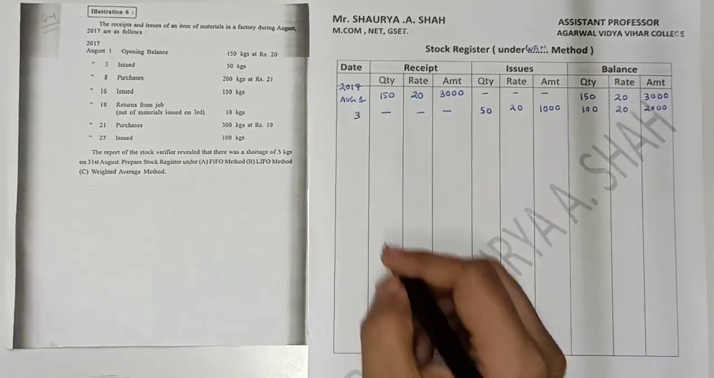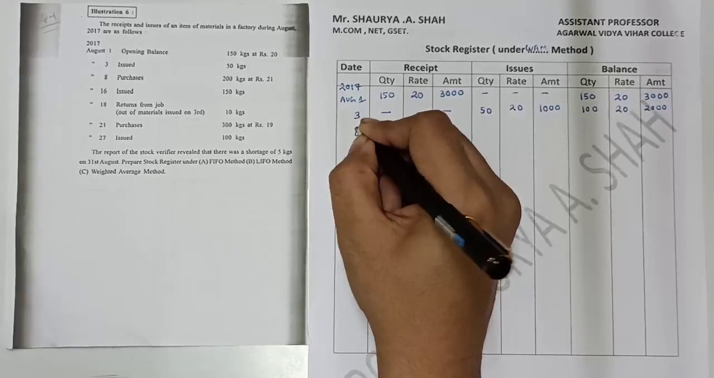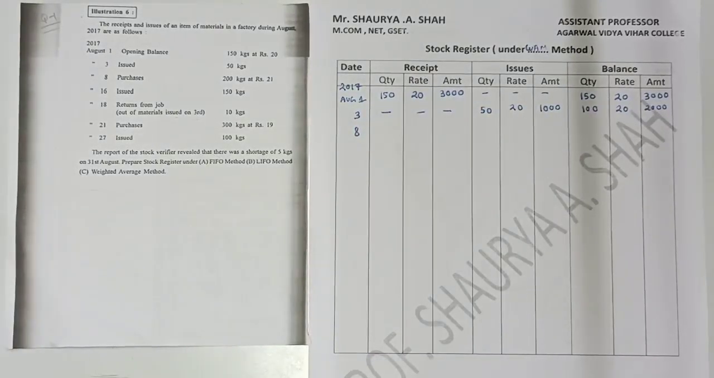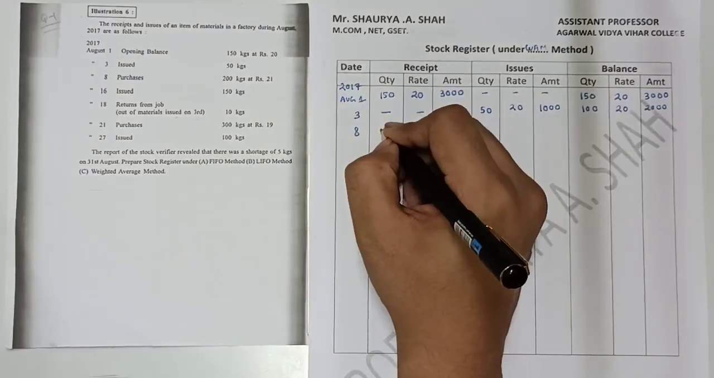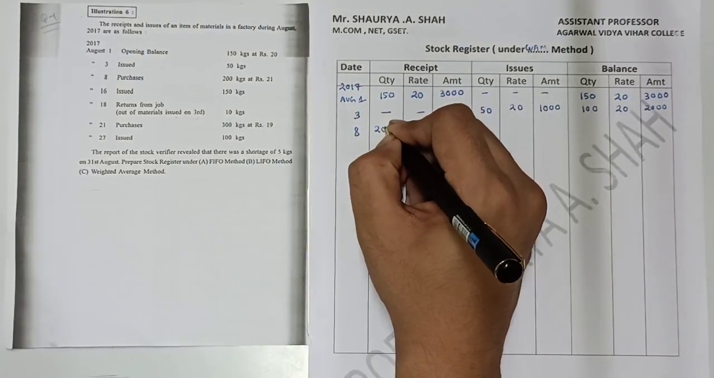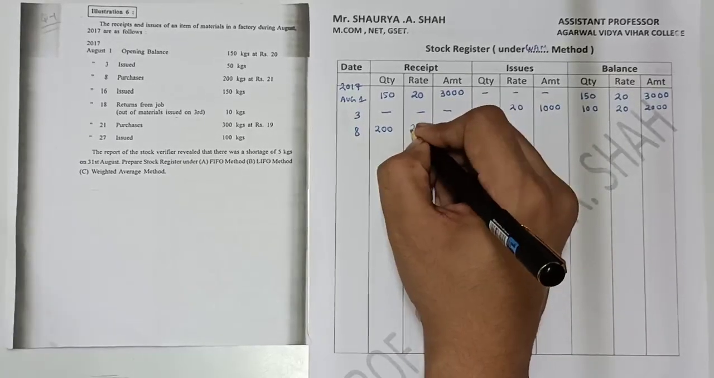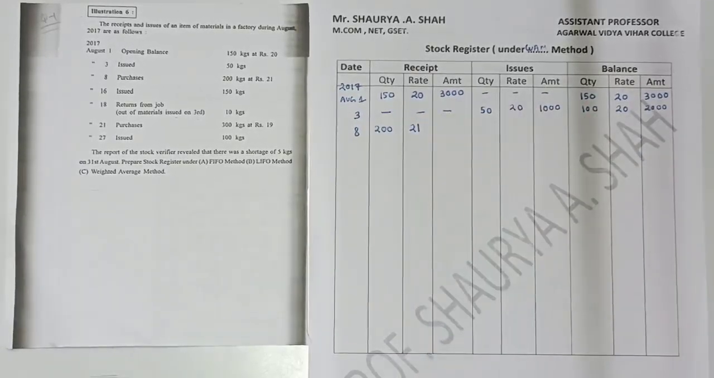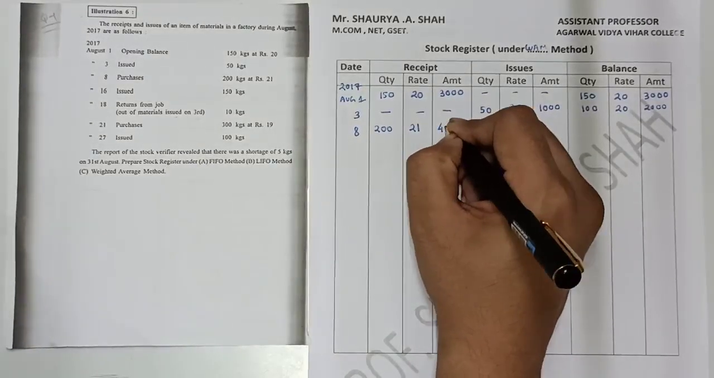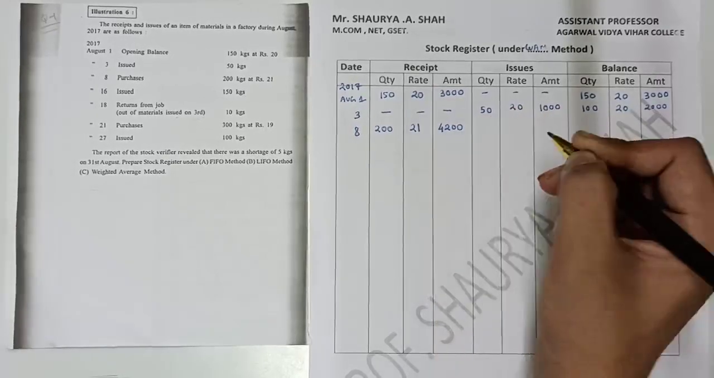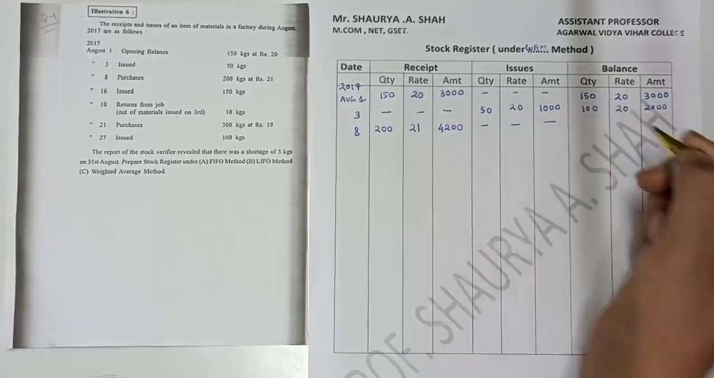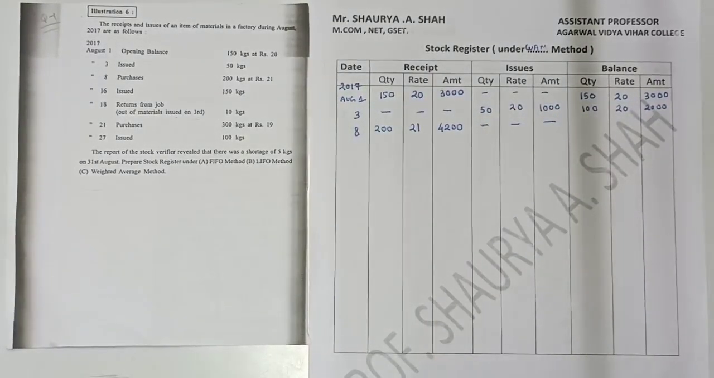Okay. Moving on to the 8th of August. Now what you have done is you have purchased 200 kgs at 21. So far as this is concerned, it will also remain the same. Quantity is 200, rate is 21. So 200 into 21 gives me the amount of 4200. Issues, it will be dash dash dash. Now the question arises of valuing the stock, students.